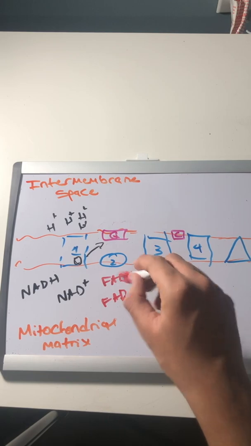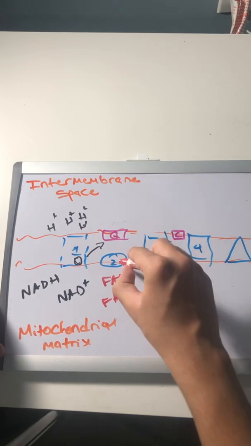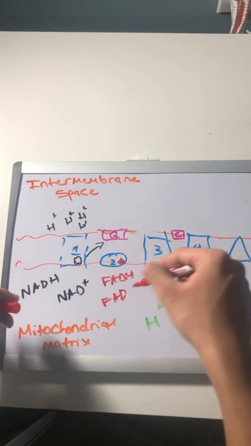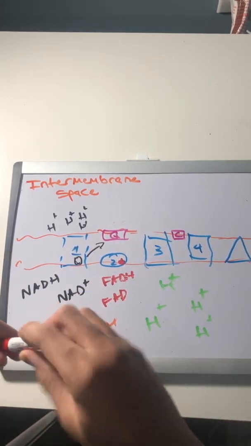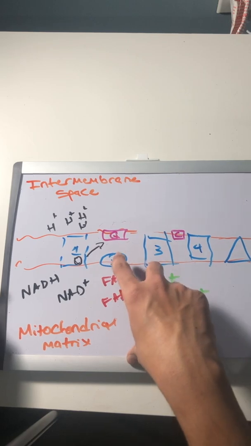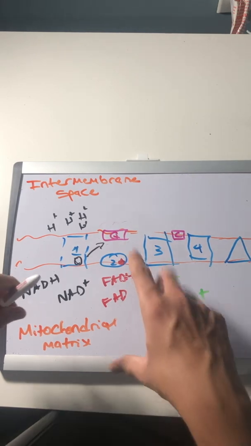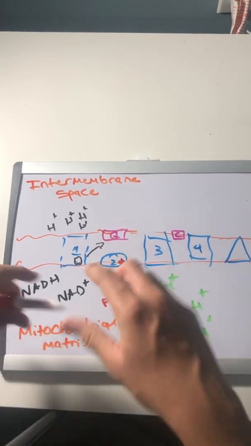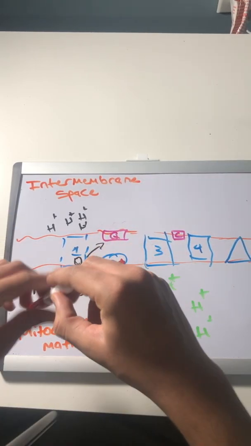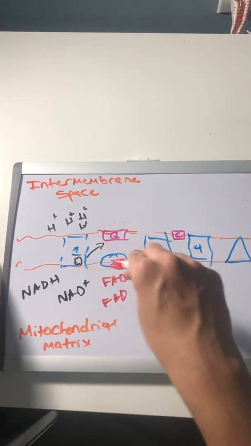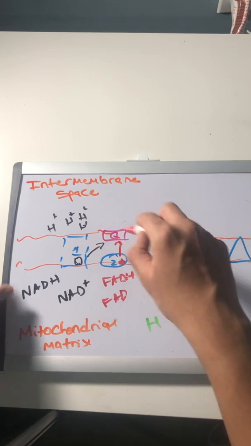So that electron goes into complex 2 as FADH is oxidized. And from complex 2, the thing about complex 2 is that it cannot become supercharged. So from complex 2, that electron gets carried also within coenzyme Q.